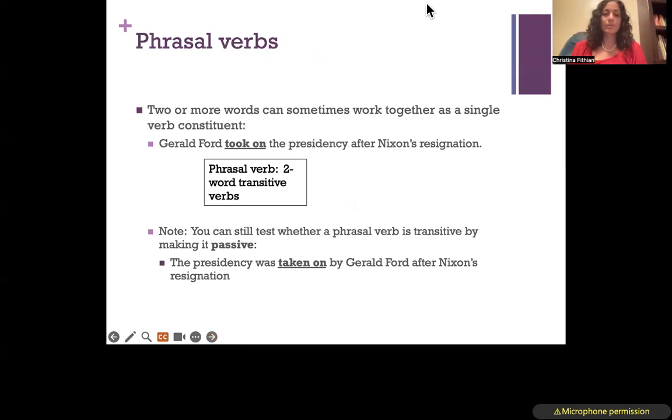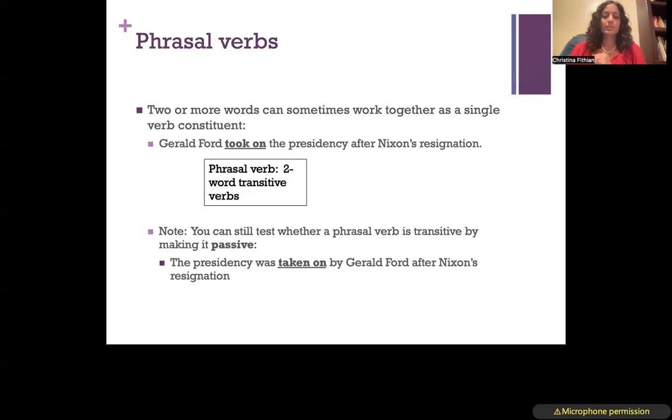Okay, so now we have some phrasal verbs. Actually, we have a lot of phrasal verbs in English. These are very common. This is when you have two or more words that come together and function as a single verb constituent. So let's look at the sentence here. Gerald Ford took on the presidency after Nixon's resignation. Well, in this case, took on is actually functioning as a single unit. It means to sort of take command of something, to take on.